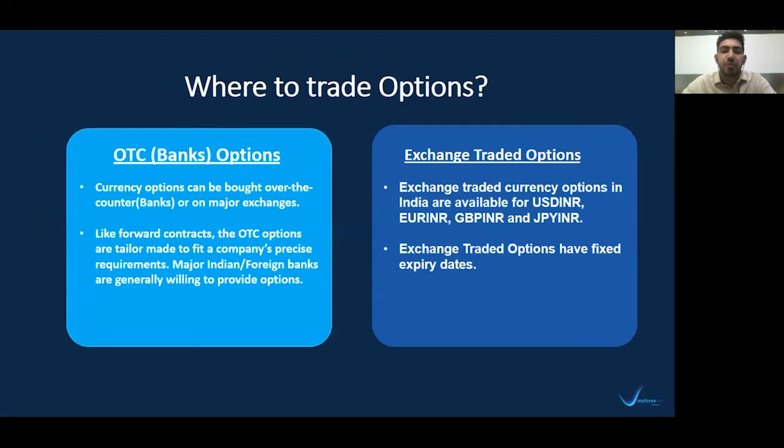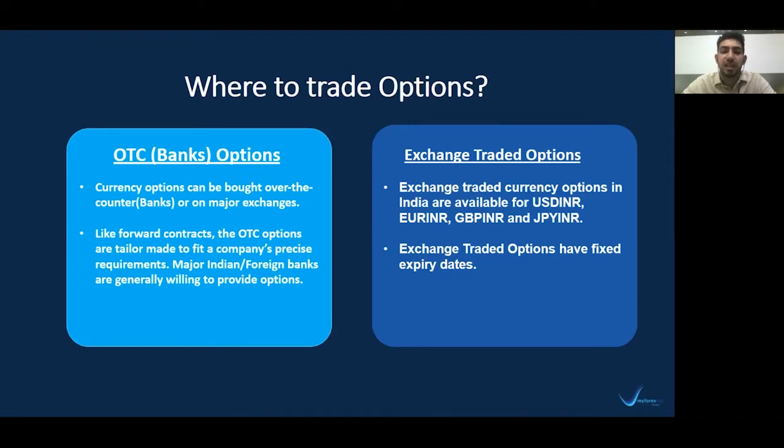Now, where can one trade options? Options can be traded with banks, which is also known as over the counter, or with the exchange. When we enter into an option contract with the bank, it can be tailor-made to suit my business needs. It can be any currency I choose. It can be any maturity I choose. Whereas in case of an exchange, the currency options available are fewer as compared to the bank. So in India, the currency options available to trade are USD INR, Euro INR, GBP INR, and JPY INR. And the options traded on the exchange have fixed expiry dates, and these are not flexible.